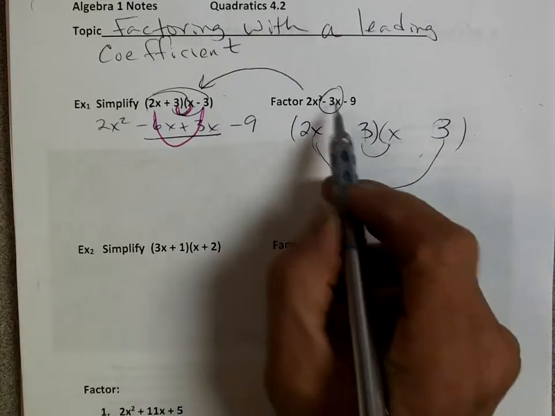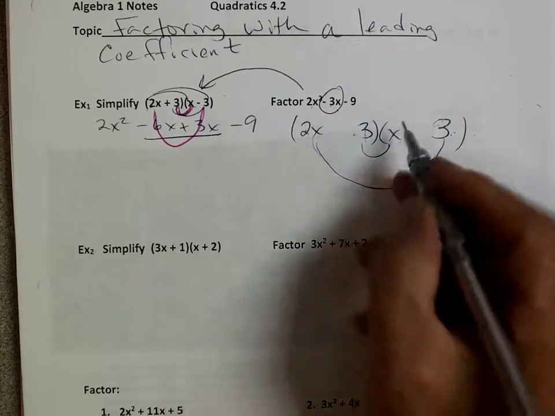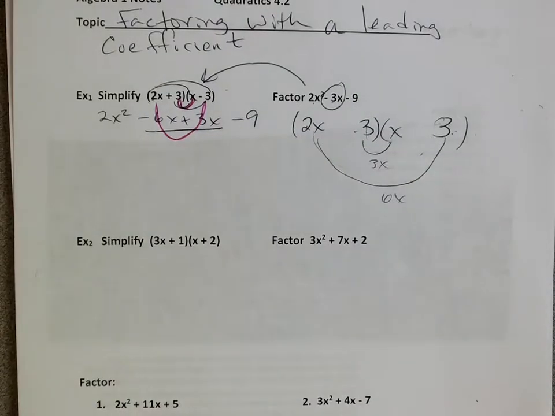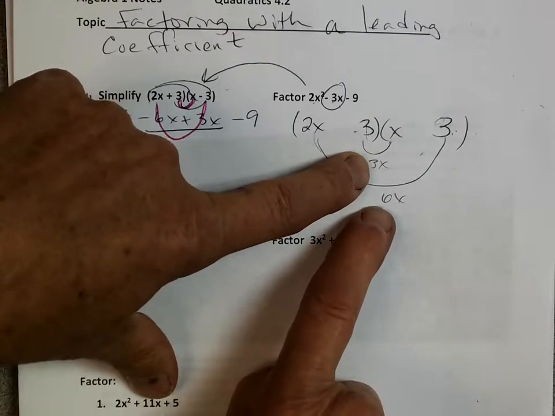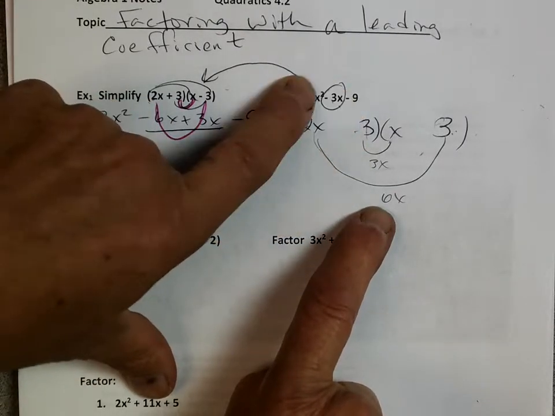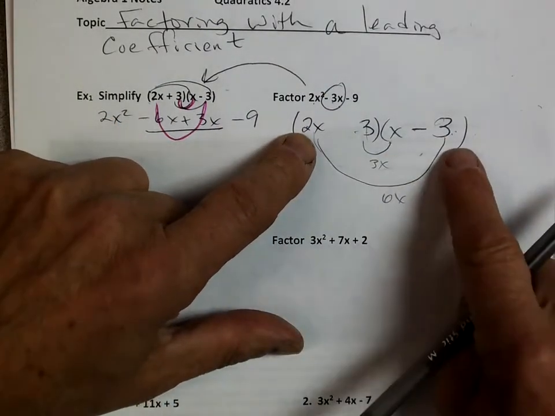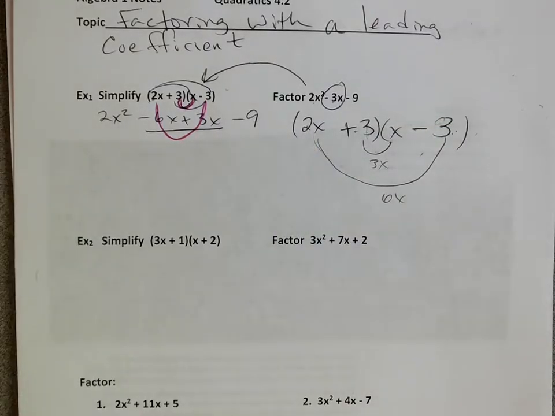So I'm trying to make the middle term because I know for sure that makes 9. I know for sure that makes 2x squared. So that's a 3x. That's a 6x. Now I'm looking to try and make a negative 3x, right? So if I had a negative 6 and a positive 3, they would make my middle term. And so if I had a negative 6 and a positive 3, that is the right answer.